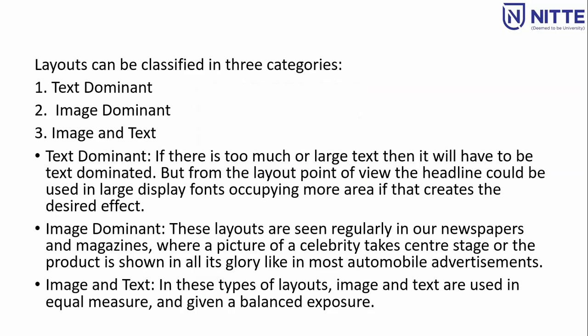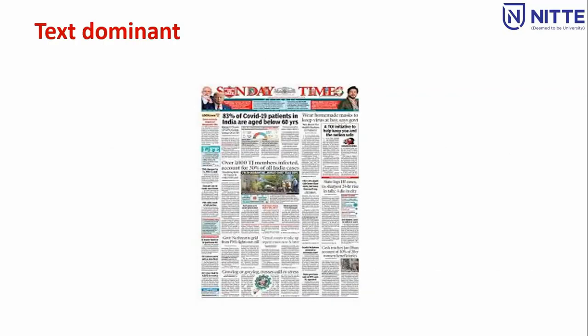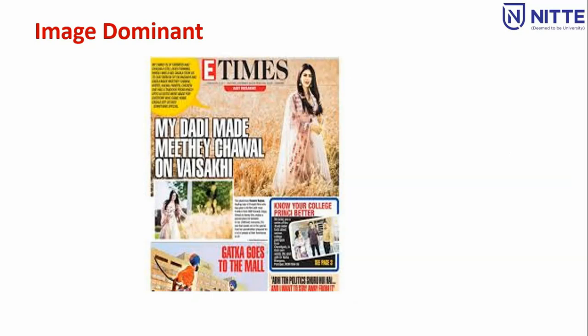Then you have image dominant. These layouts are seen regularly in our newspapers and magazines, where a picture of a celebrity takes the center stage or the product is shown in all its glory, like in most automobile advertisements. Here if you see, this is an image dominant layout. You will mainly find this kind of arrangement in entertainment pages or the supplement pages of newspapers or in magazines. Most of the magazines, if you look at it, are image dominant. You have more images and less text.